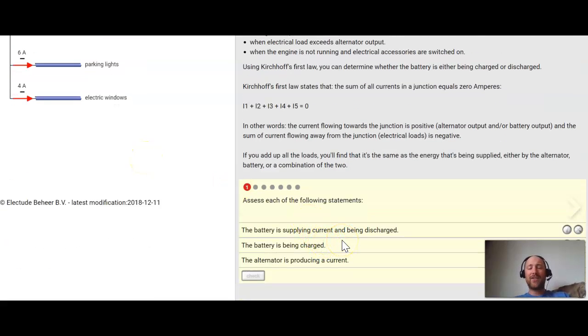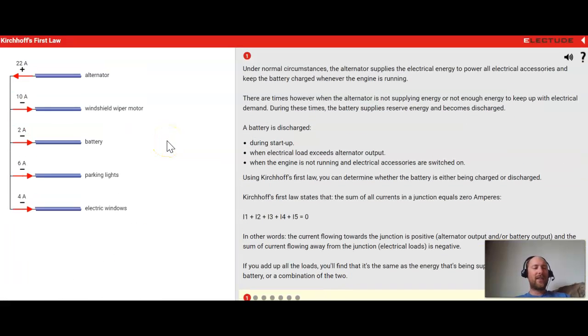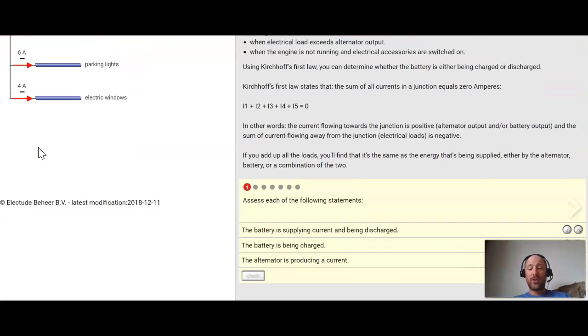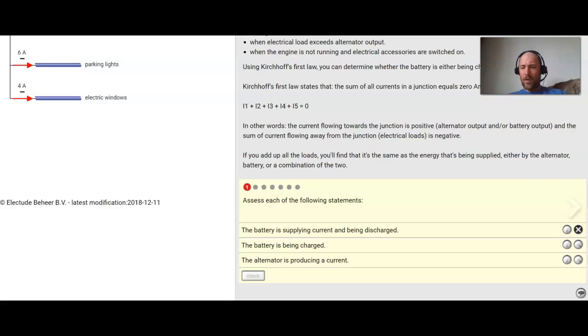current and being discharged. So if we looked at that, it looks like the current is going to the battery. So it's not being discharged, it's being charged. So this would be false. It's not being discharged. The battery is being charged. True. Hopefully you guys can see that. I can move my head here.